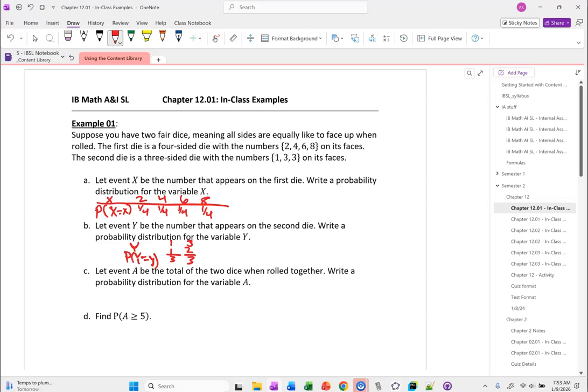C says, let event A be the total of the two dice when rolled together. Write a probability distribution for the variable A. I'm not going to make one person do this all on their own because this is considerably more than the previous two.